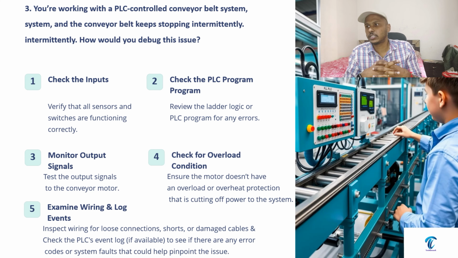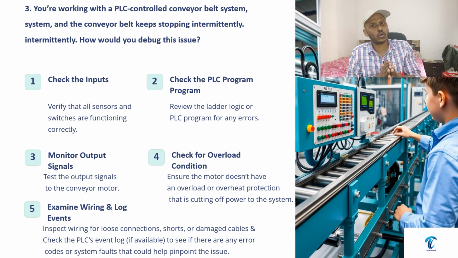The third question is: you are working with a PLC-controlled conveyor belt system and the conveyor belt keeps stopping intermittently. How would you debug this issue? This is a PLC automation related question. PLC means Programmable Logic Controller. It has inputs and outputs, and in between there is logic which we write. According to the inputs and the logic, it generates outputs. So if the motor is stopping intermittently, there might be some issue, and that's what we want to troubleshoot here.